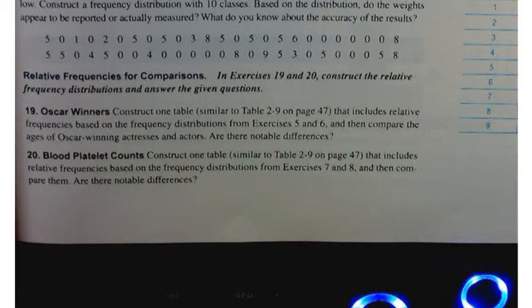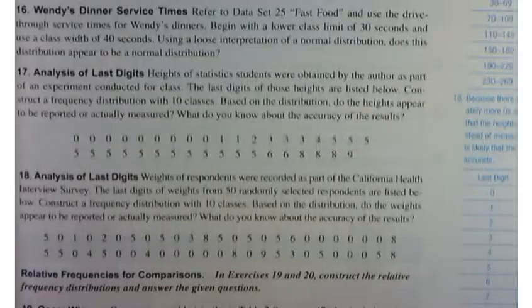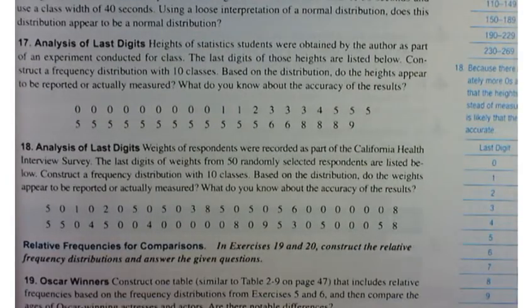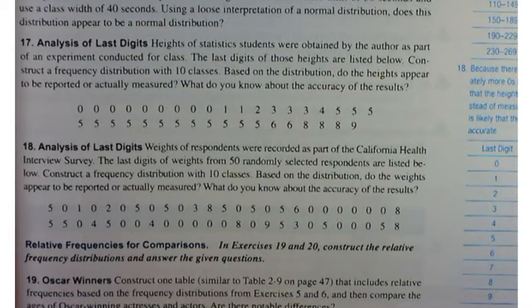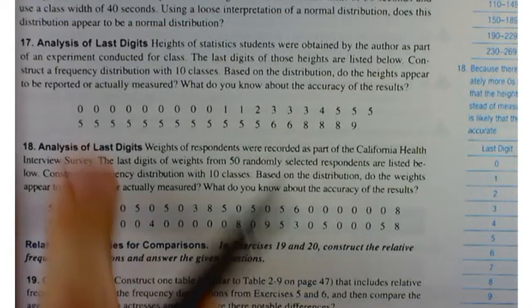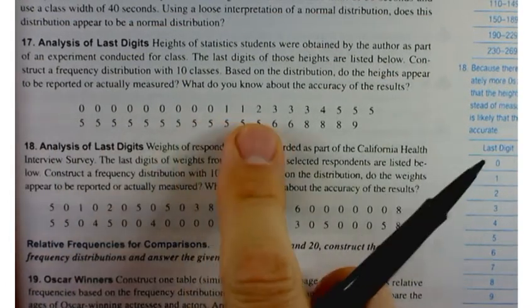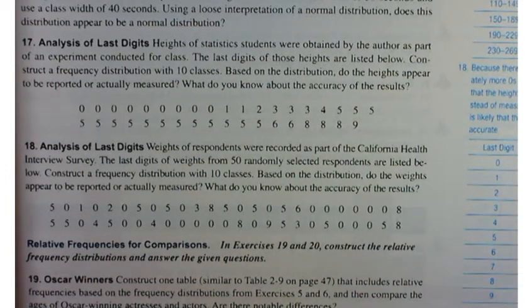So here we go for problem 17. And what we're going to do is construct a frequency histogram. We're going to tally these things up and display their heights depending on how many zeros, how many ones, twos, etc. that you ended up with in class. So let's do that.